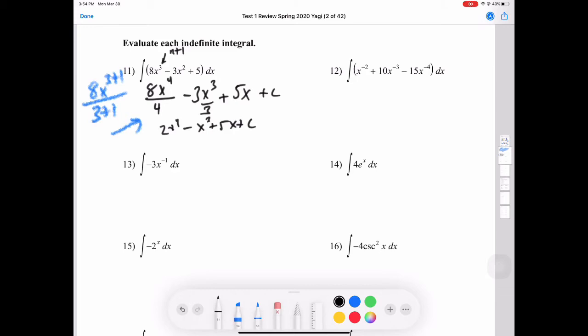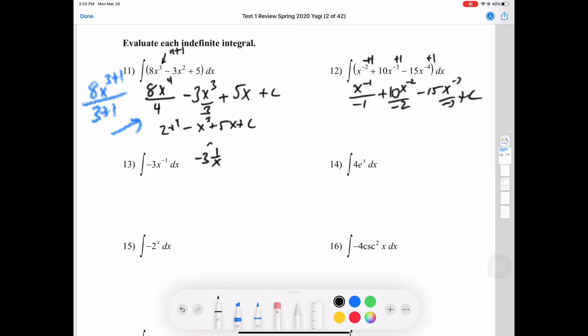Our next problem, power rule, power rule, power rule, as long as that's not a 1. Negative 2 plus 1, negative 3 plus 1, negative 4 plus 1. x to the negative 1 over negative 1, since negative 2 plus 1 is negative 1. 10x to the negative 3 plus 1, which is negative 2, over negative 2. And minus 15x to the negative 4 plus 1, which is negative 3, plus c.